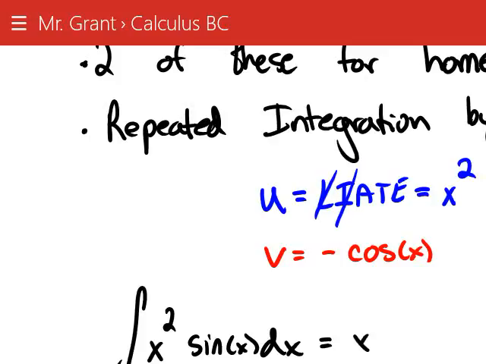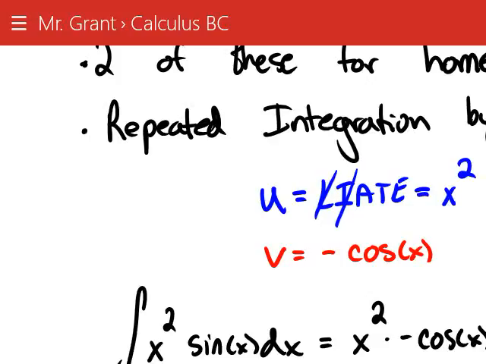So we have to do u times v minus the integral of v du, which is 2x dx. And we can simplify a bit. It's probably a good idea. Get some color in there. So we can move the negative to the front, x squared cosine of x. Notice there's that extra negative we can pull out, and I'm also going to throw the 2 out front. So we get positive 2 times the integral of x cosine of x dx.